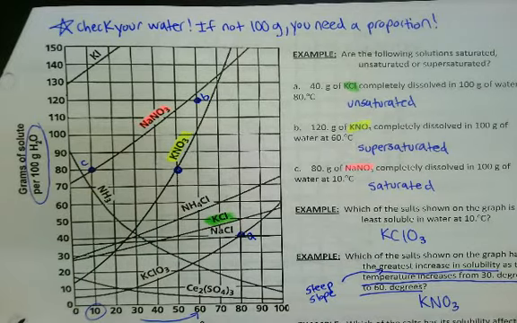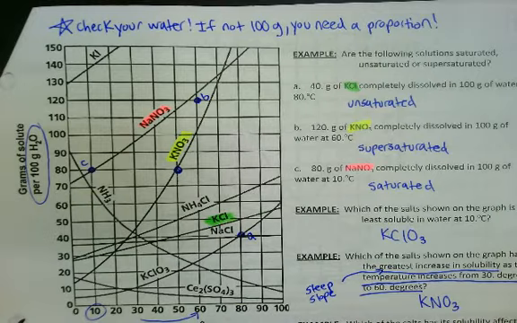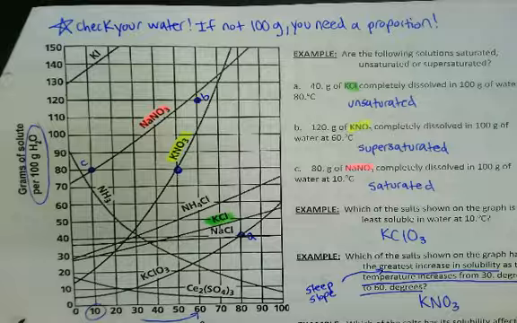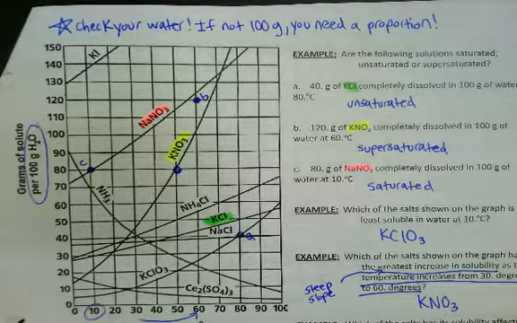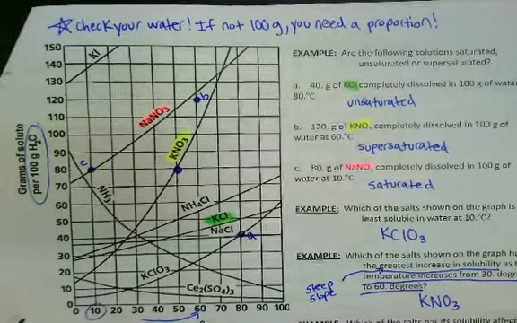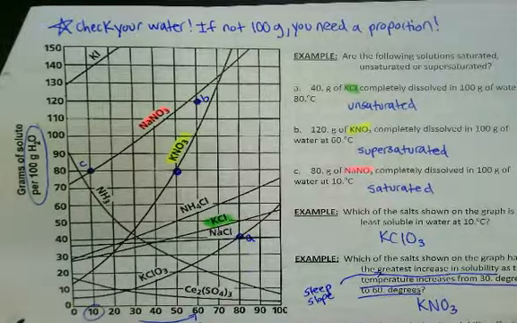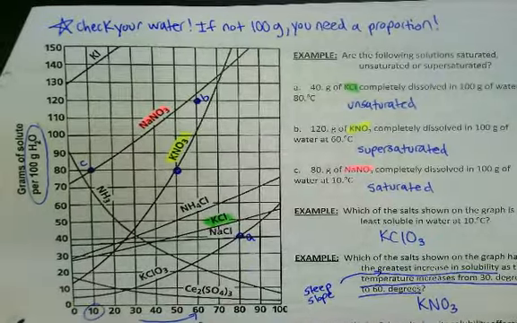Okay? If it's not 100 grams, you need a proportion. So up until this point, we've not needed a proportion. But if you have an amount of water that is not 100 grams, you will need a proportion. So that is why I wrote the answer to that first example down there as a fraction, so we can set that up.